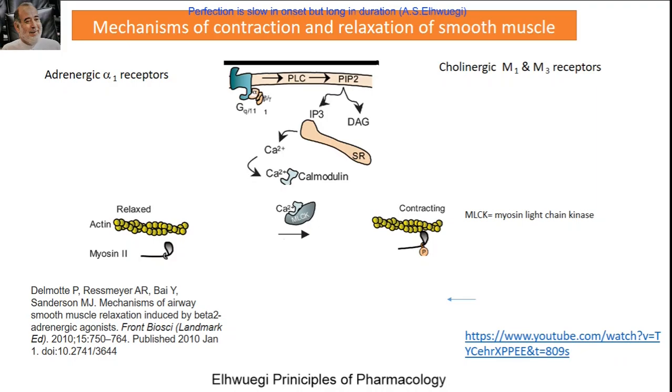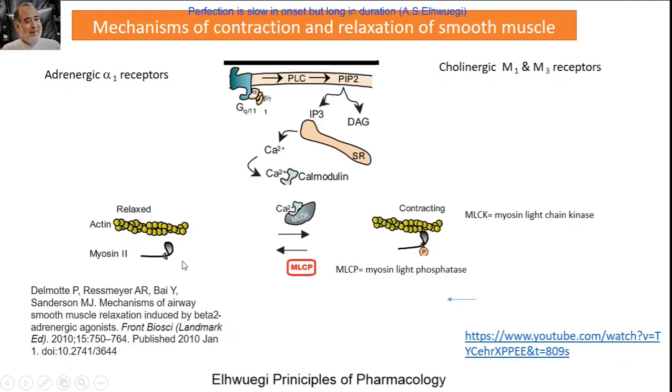Now, how is muscle relaxed? We talked about the contraction, so how is muscle relaxed? Smooth muscle is relaxed by the effect of myosin light chain phosphatase. This enzyme will cause dephosphorylation of myosin 2. Dephosphorylation means removal of the phosphate group, i.e. it will become inactive. Once it becomes inactive, that means the muscle will relax because there is no source of energy.